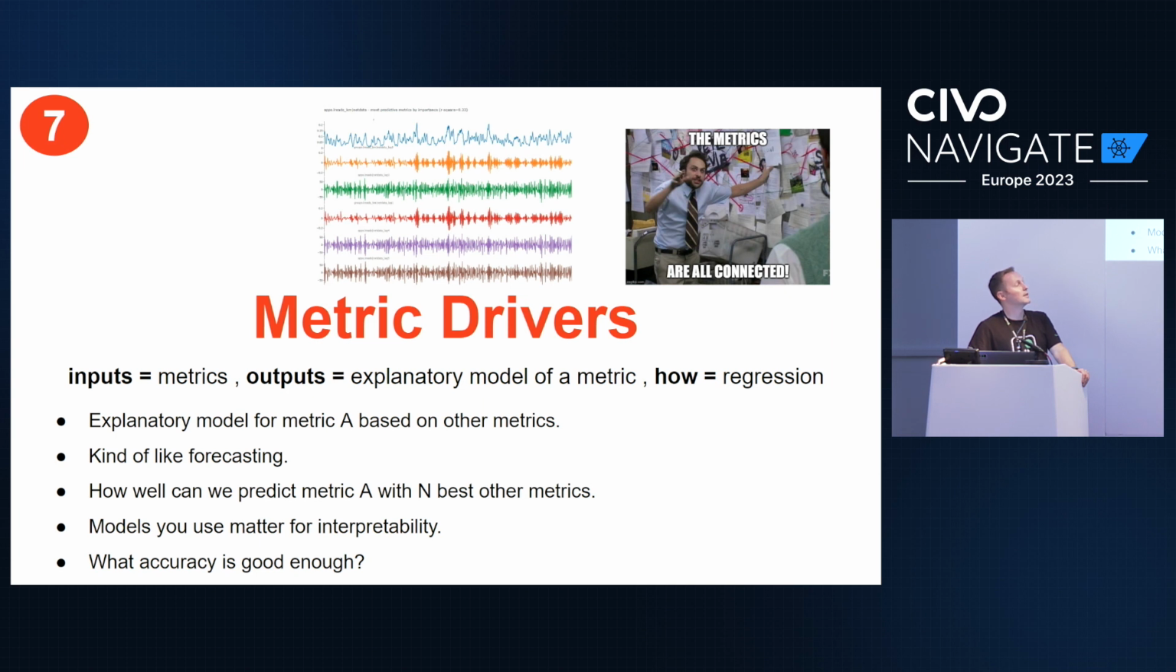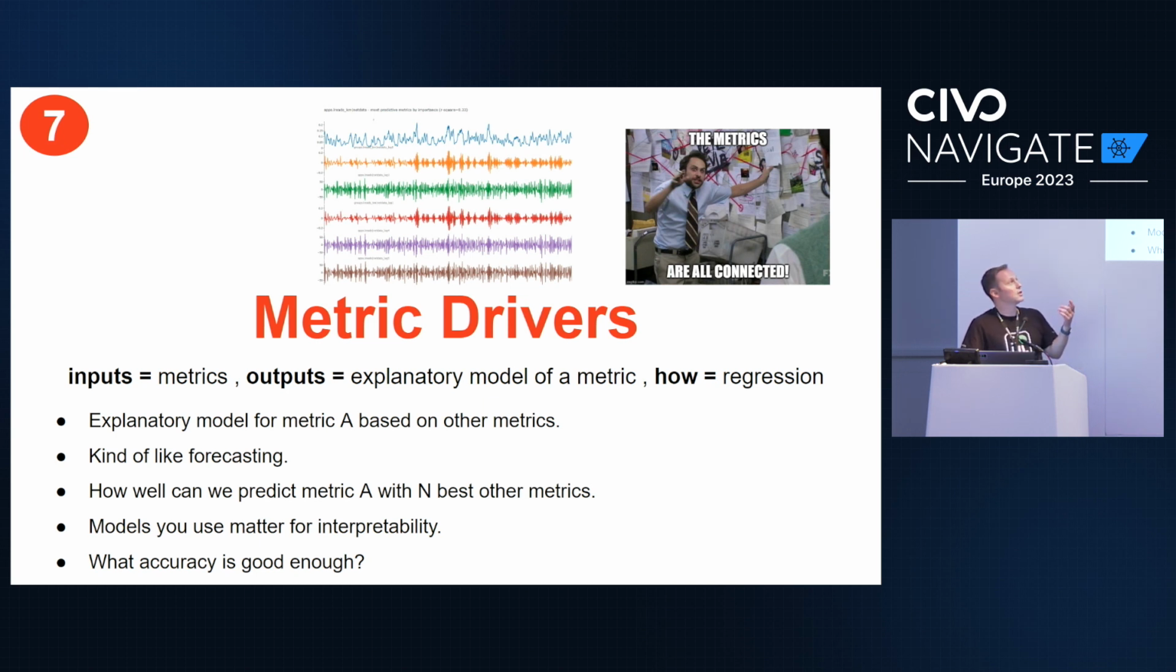Basically, if you do this, it can be a regression problem where you're using other metrics to predict the value of your target metric, and it's kind of like forecasting. But what we're looking for here is an explanatory model. So we're not looking for just accuracy. We want to understand how well we can predict this top metric line with all these other metrics. And then also we want to be able to explain it. So we want to say, if you could only use 10 other metrics to predict this top metric, what would those 10 metrics be, and how good of a job can they do?